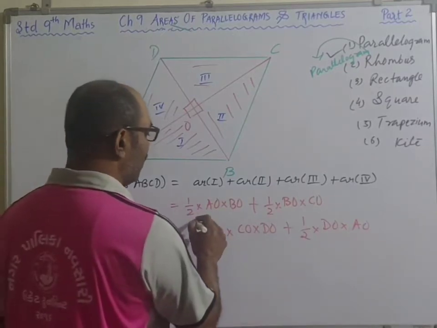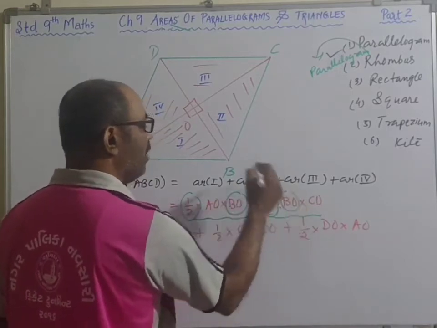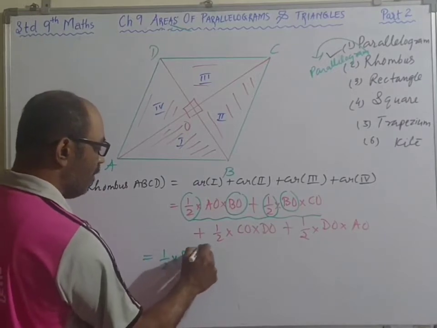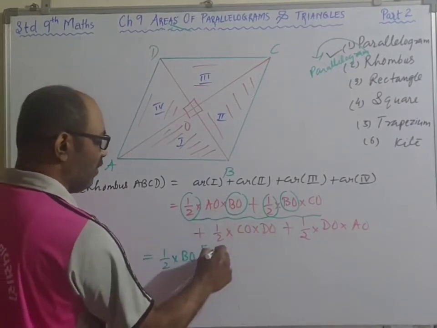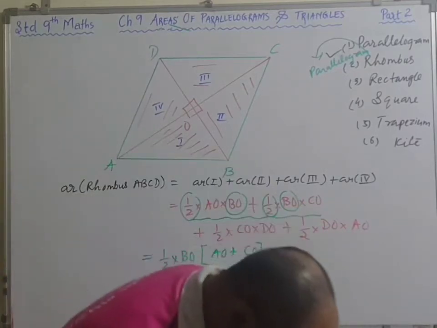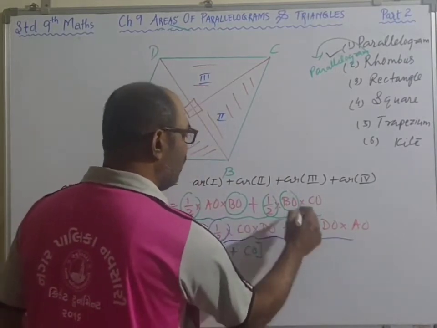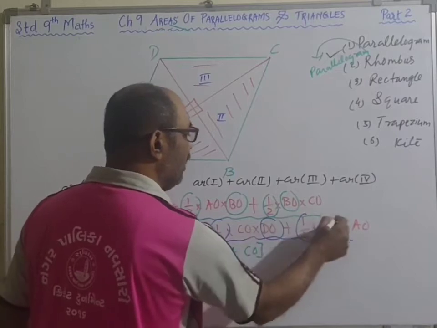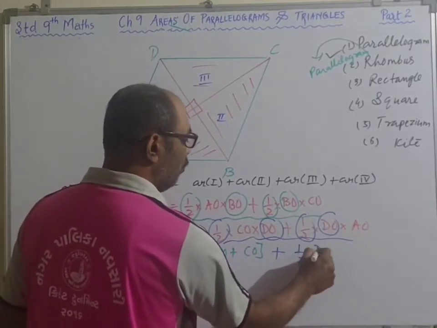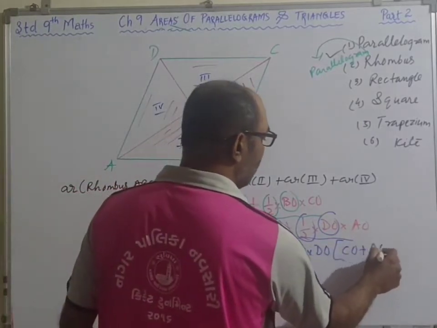हम फर्स्ट टू टर्म कंसीडर करते हैं, उसमें half कॉमन है और BO कॉमन है. So I am taking half times BO common from first two terms. So what is left? AO plus CO. In the same manner, from the next two terms, I take half common and anything else? Yes, DO. So plus half into DO is common. So what is left? CO plus AO.